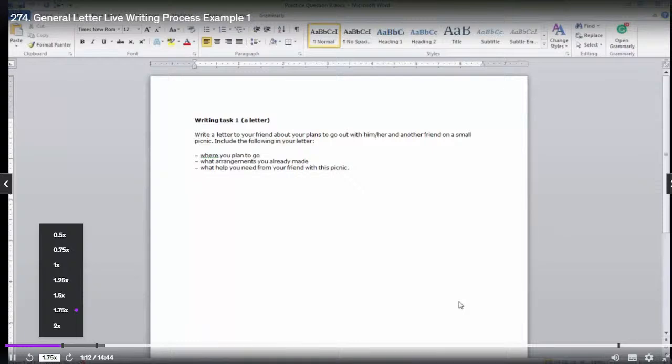The letter says, write a letter to your friend about your plans to go out with him or her and another friend on a small picnic. Include the following in your letter: where you plan to go, what arrangements you already made, what help you need from your friend with this picnic. So of course, the first thing we're going to start out with doing is an outline.